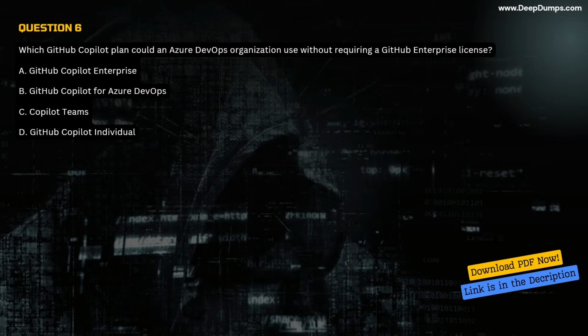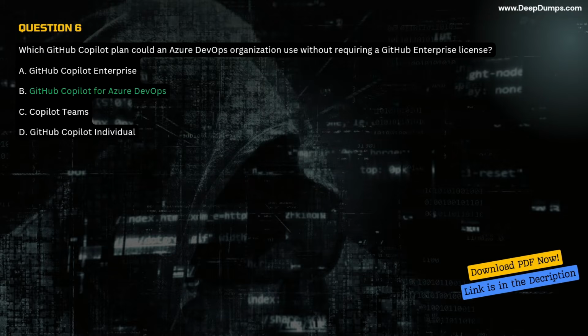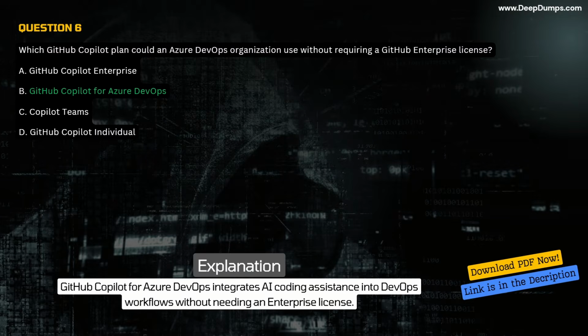Question 6. Which GitHub Copilot plan could an Azure DevOps organization use without requiring a GitHub Enterprise license? A. GitHub Copilot Enterprise. B. GitHub Copilot for Azure DevOps. C. Copilot Teams. D. GitHub Copilot Individual. Correct answer B. GitHub Copilot for Azure DevOps. Explanation. GitHub Copilot for Azure DevOps integrates AI coding assistance into DevOps workflows without needing an enterprise license.